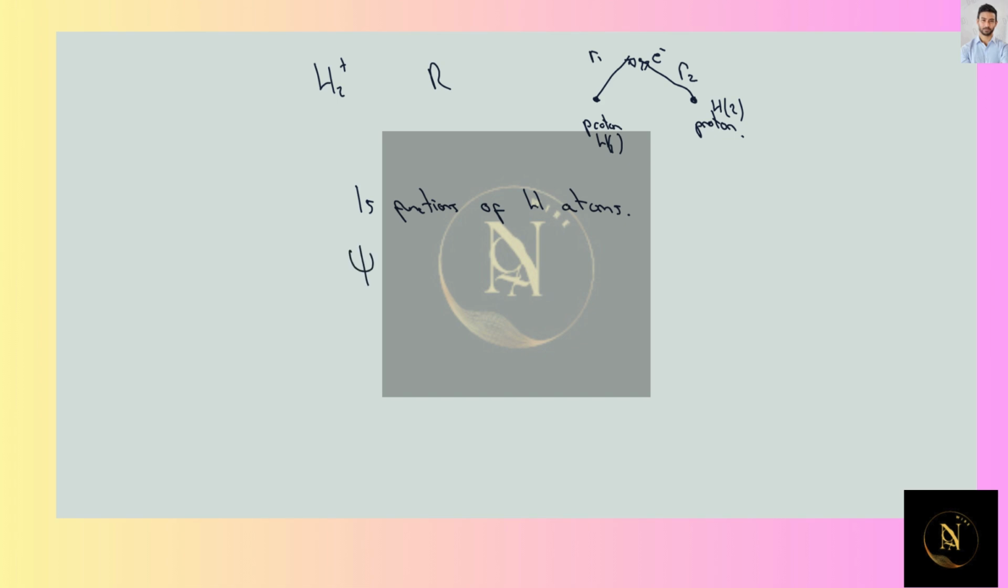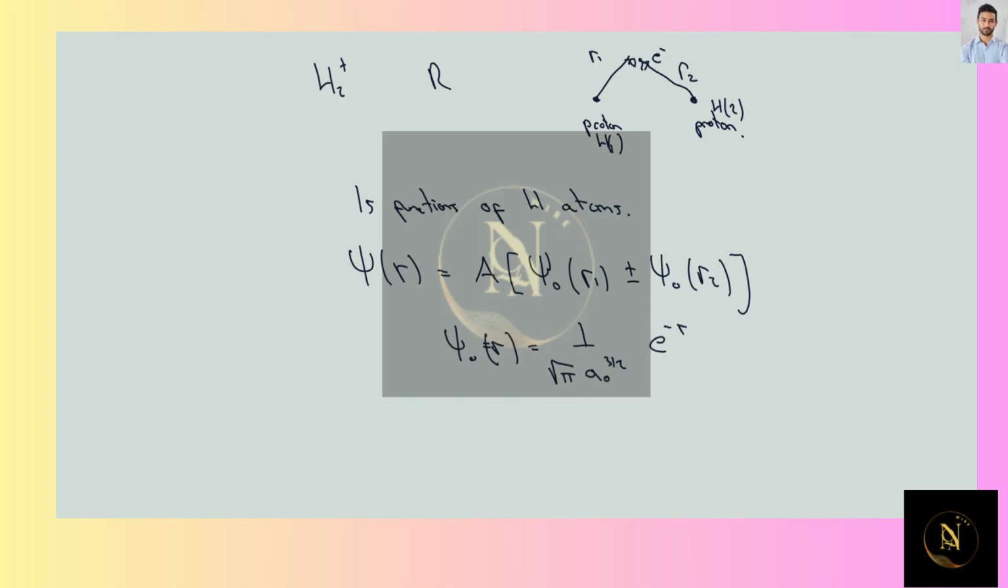So my trial wave function is going to be a function that depends on R equal to a normalization constant times the linear combination of trial wave functions located on each of the nuclei. So my initial trial function is going to be equal to the solution for the hydrogen atom, 1 over square root of pi, a0 to the 3 halves, times the exponential of minus r over a naught, where a naught is the usual Bohr distance.